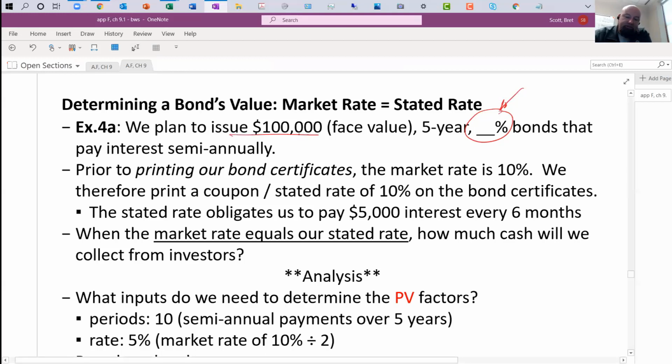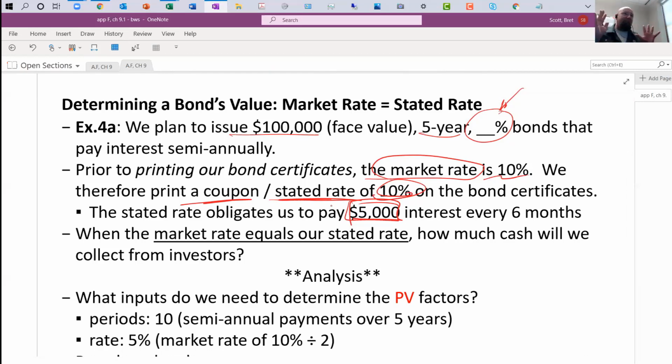So we want to raise $100,000 cash. That's the face value. They'll mature in 5 years. How much should we state as the coupon rate? Prior to doing that, we find out on the Bloomberg terminal, the market rate is averaging about 10%. So we stamp 10% on these bonds. The 10% that we print as the stated rate or the coupon rate determines how much we pay out in cash every 6 months. 10% per year or 5% every 6 months is $5,000 for every semi-annual payment.